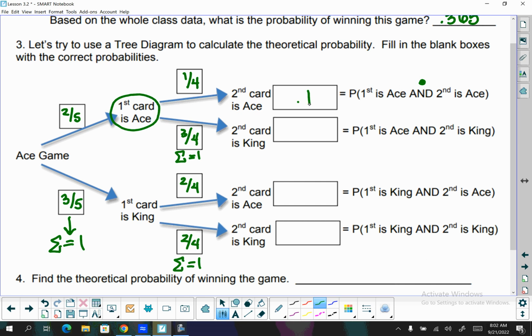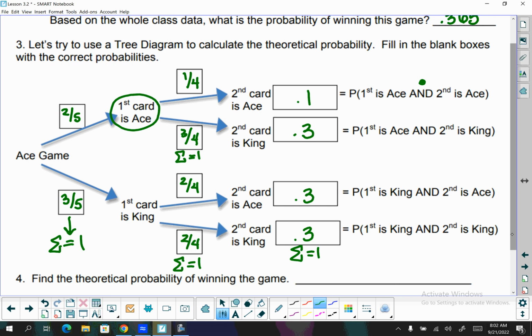Okay. First card is an ace, second card is a king. I'm multiplying 2/5 times 3/4. I get 0.3. First card is a king, second card is an ace. So 3/5 times 2/4, or 1/2, is a 0.3. And the probability that the first is a king and the second is also a king. So 3/5 again times 1/2 will give me another 0.3. 0.3, same as last one. And if you sum all those up, again, you'll get 1. You want to check those probabilities.